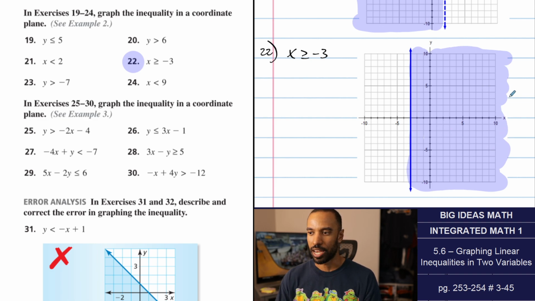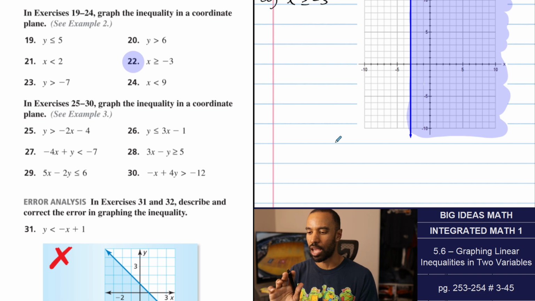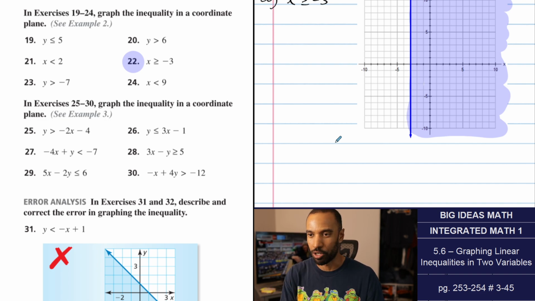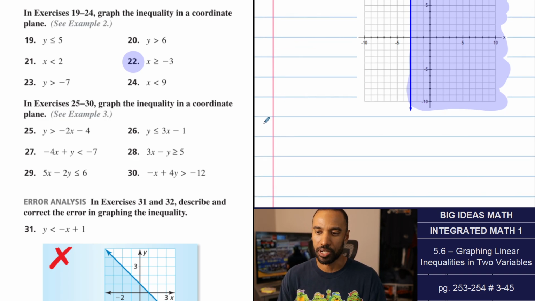I would do very light shading with your pencil, especially when we hit systems of inequalities in the next section. I can try and do versions of that, but this thing's going to get ruined over time for sure. I always question how I want to do these things logistically on a computer, and sometimes it's tough.